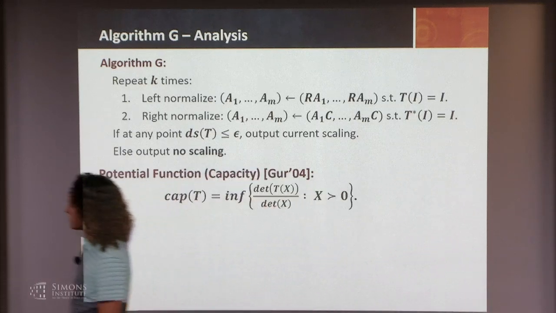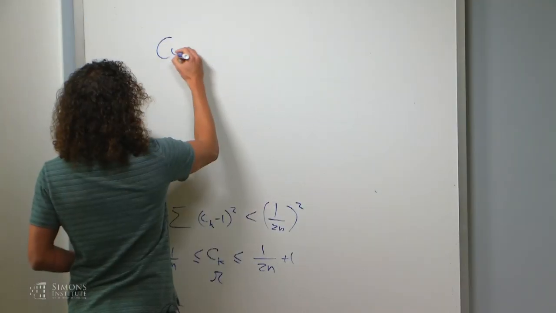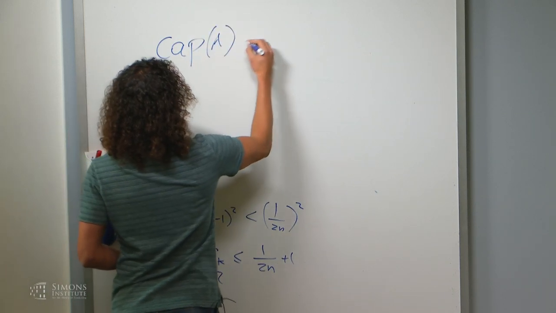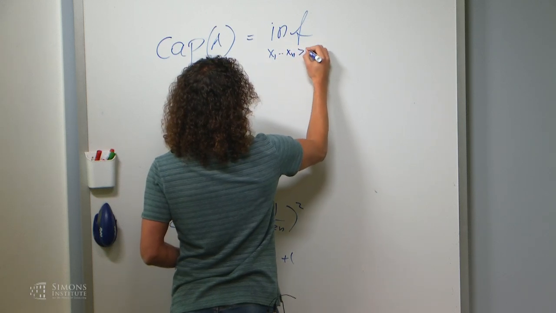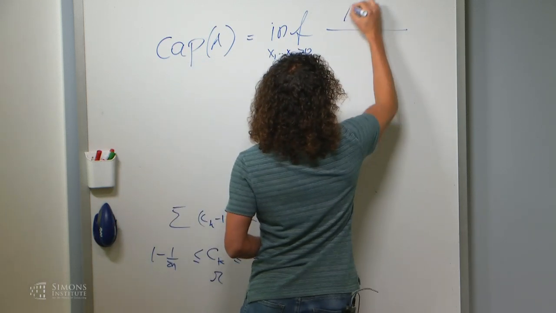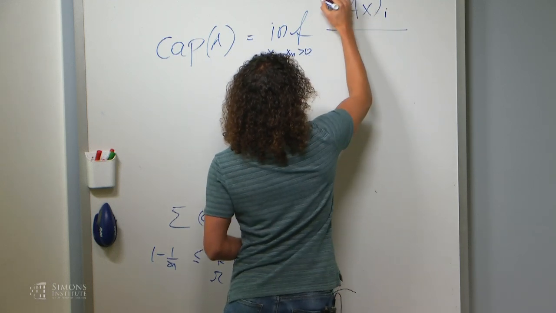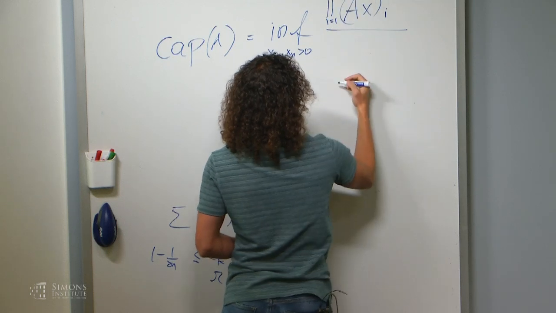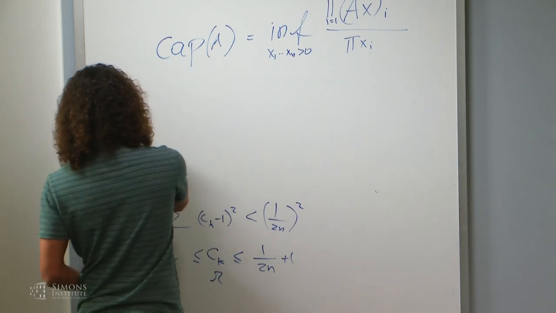So Gurvits also analyzed the matrix scaling problem by using this other function that he called capacity. Let me show you how this is a generalization of that notion. His capacity for a matrix is equal to the infimum over all x1 up to xn bigger than 0 of the product over all i of the ith coordinate of Ax, divided by the product of xi. That was the first Gurvits capacity.